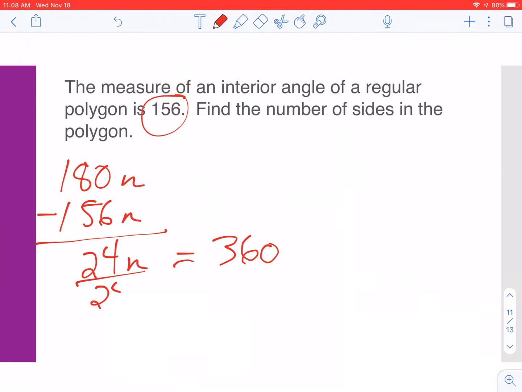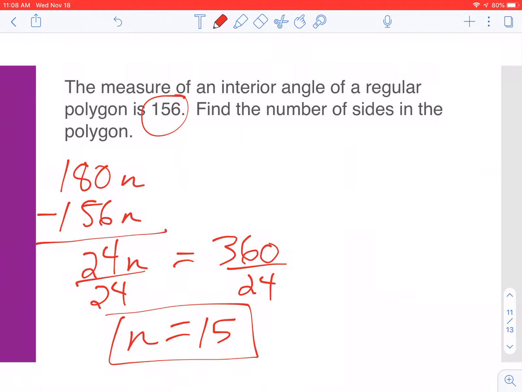And then we divide both sides by 24. N will equal, got to type this one in my calculator, n will equal 15-sided figure. So all you really have to do is take 180 minus that number, and you will get the number of sides.